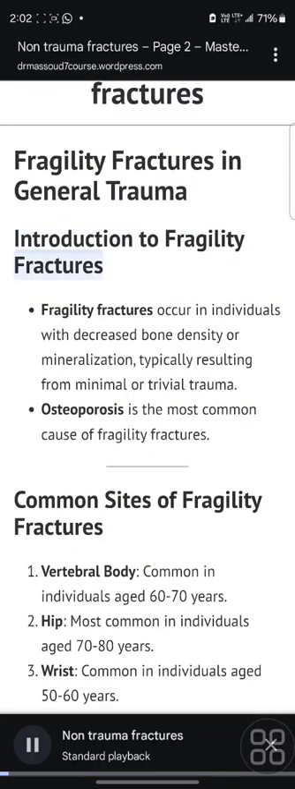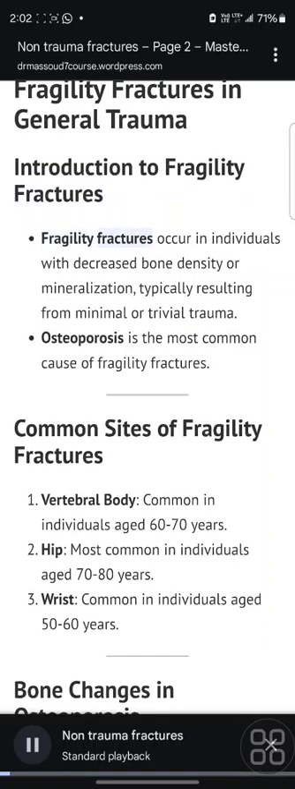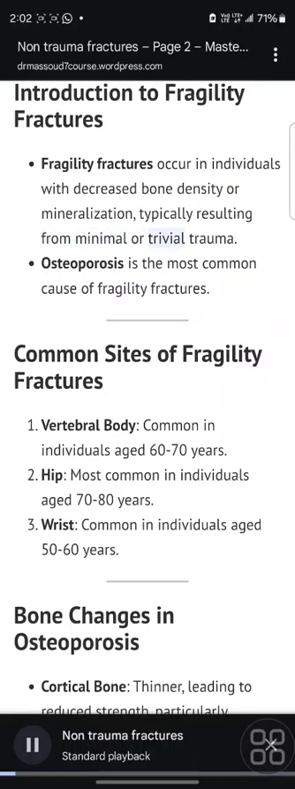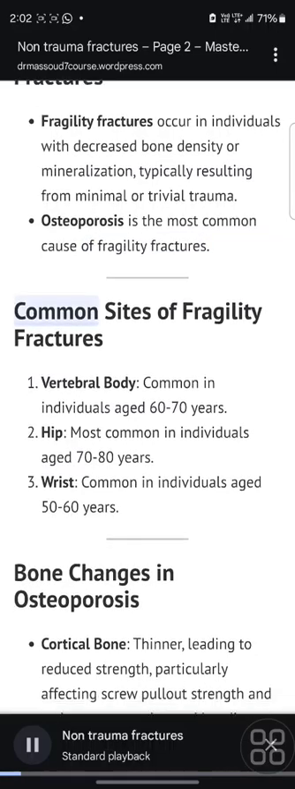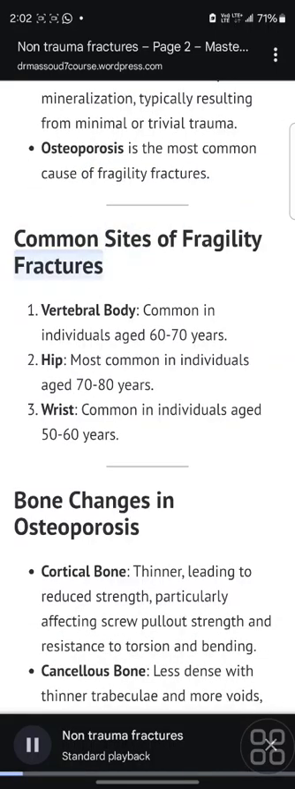Introduction to fragility fractures. Fragility fractures occur in individuals with decreased bone density or mineralization, typically resulting from minimal or trivial trauma. Osteoporosis is the most common cause of fragility fractures. Common sites of fragility fractures.